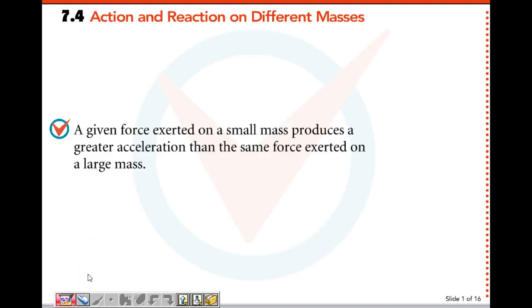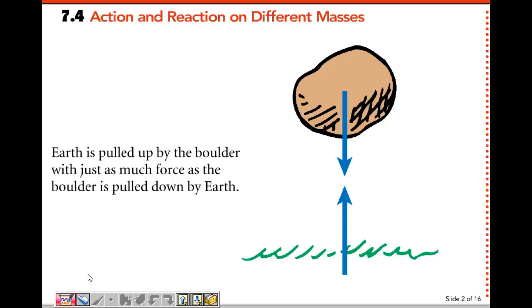All right, in section 7.4 we're going to talk about action and reaction and how it affects different masses differently. The main idea here is that a given force exerted on a small mass produces a greater acceleration than the same force exerted on a larger mass.